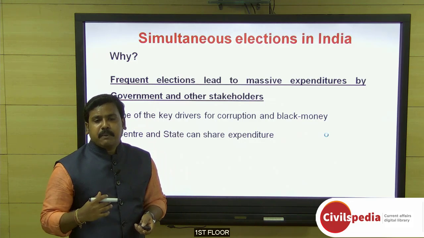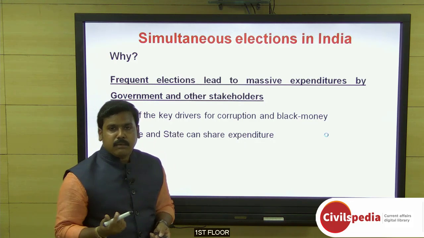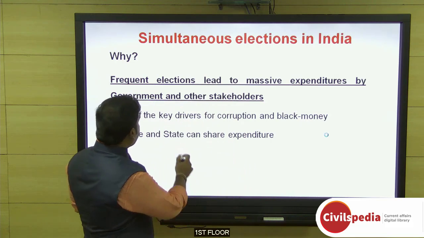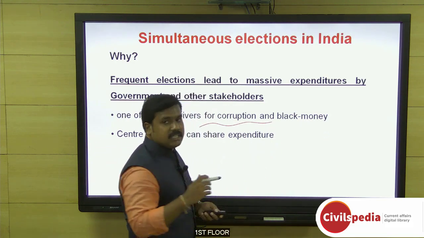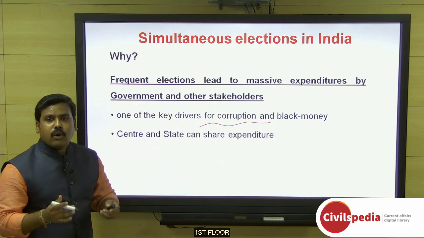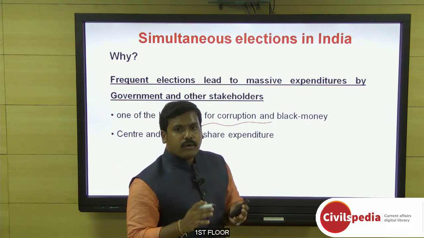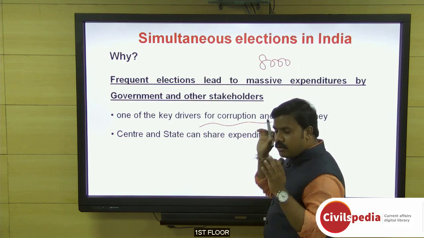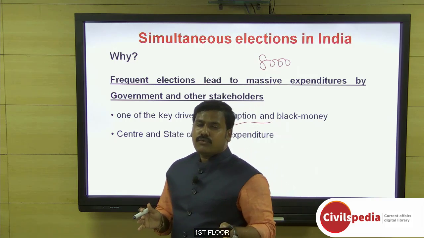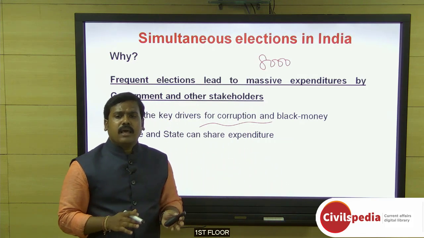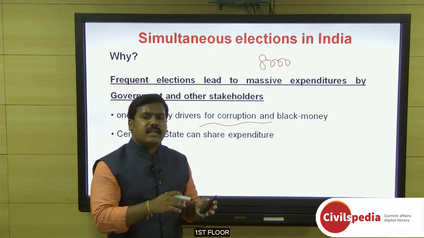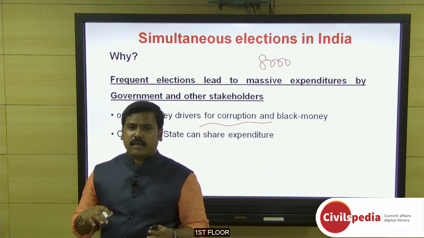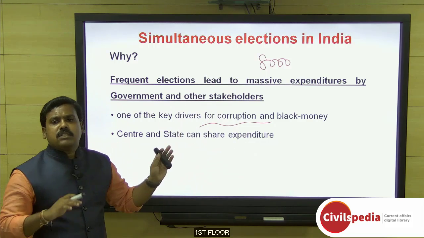So there is massive expenditure, spent not just by the government but also by the candidates and other stakeholders. They have said that it leads to corruption as well as black money. Now what will happen? They suggested that because the expenditure is almost 8,000 crores. For instance, for Lok Sabha alone it is some 3,000 to 4,000 crores. And for conducting elections in the state assemblies, it varies. For instance, in Gujarat it was about 270, 300, something like that. So almost 8,000 crores is being spent.